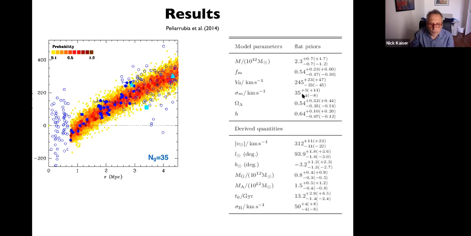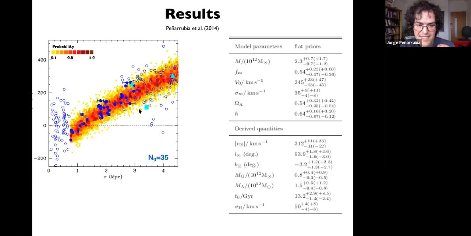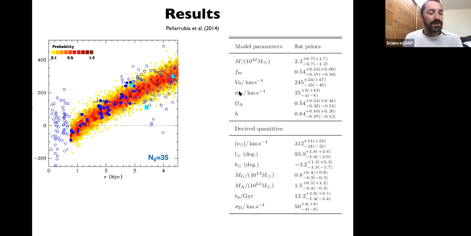Okay, thank you. Because if this was zero, then it means that this scatter is purely due to errors, and this is not what this parameter is telling you. Gary, you can go ahead.